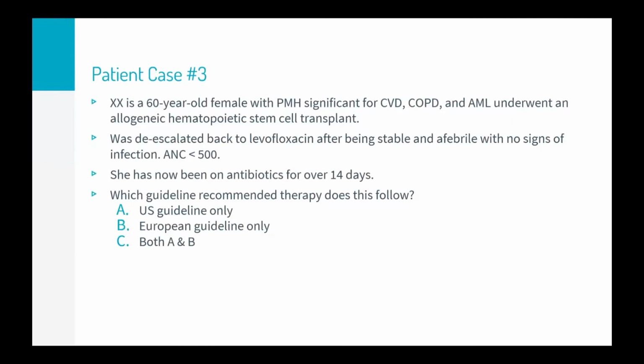So back to our patient case, our patient with neutropenic fever was escalated to vancomycin, and then she ended up de-escalating back to levofloxacin once she was stable with no signs and symptoms of infection. But she is still neutropenic. And now she has been on antibiotics for over 14 days, which is longer than most treatment courses of infection. So which guideline recommendation does this therapy follow?